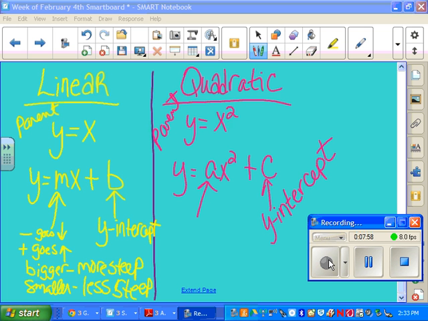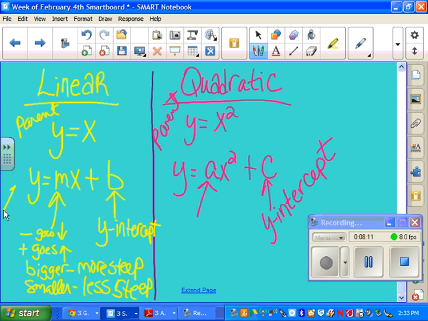So let's look at that m on the linear equation. If the m is negative, it goes down, and if it's positive, it goes up. So that slope, if it's bigger, it also becomes more steep, and if it's smaller, it's less steep. So that m is the slope.